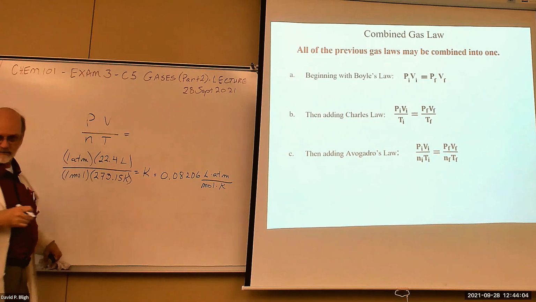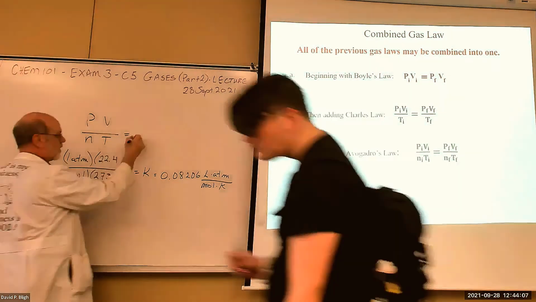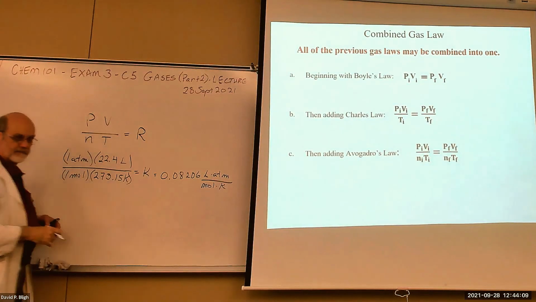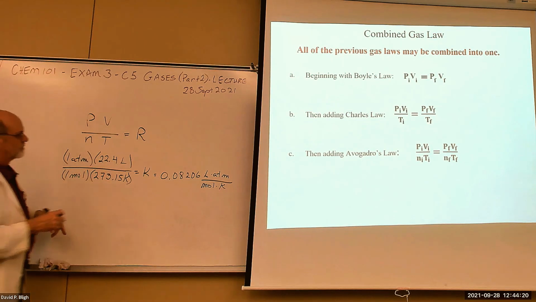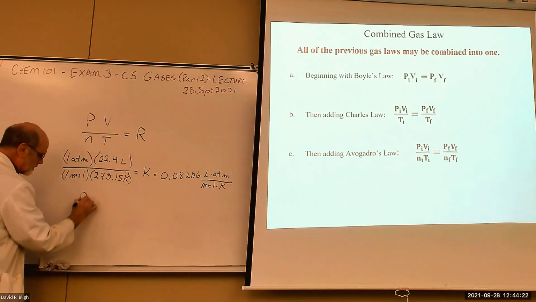and we've given this special symbol called R. That's the ideal gas equation constant. And this is the ideal gas equation. It's usually not written that way. Most of the time you'll see it like this.